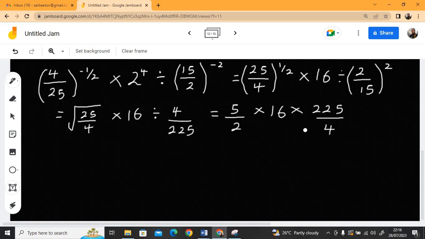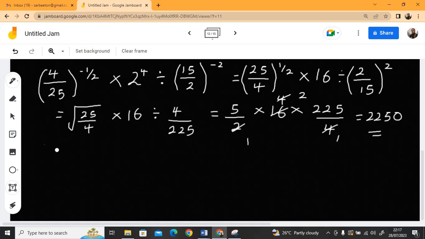So let's do it together. 4 here is 1, 4 here is 4 and 16 is 4. Then you have 2 here is 1, and 2 here is 2. So 5 times 2 is 10, and 10 times 225 is 2250. So that is your final answer for this particular solution. You have to simplify; this is what you get as the final answer.